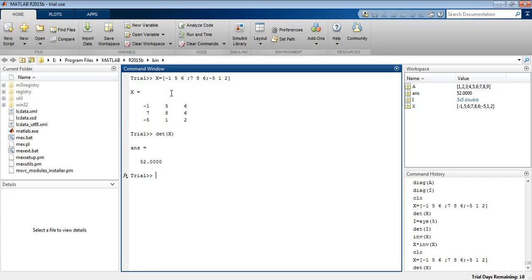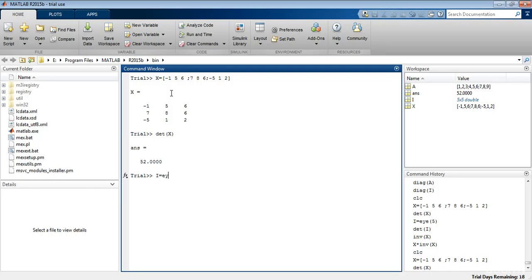This number has an important role. We will learn that role in future lectures. Note that the determinant only works on a square matrix, and for a non-square matrix it is undefined. And note that the determinant of an identity matrix is always 1.